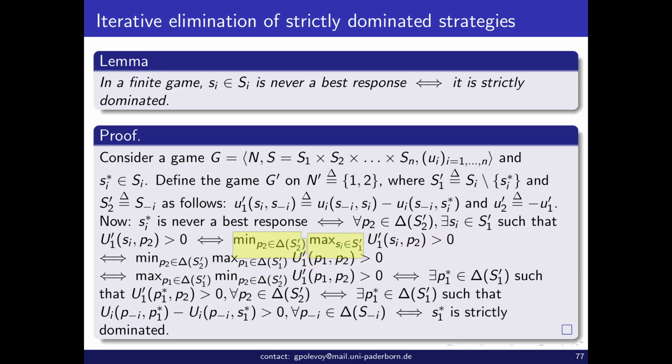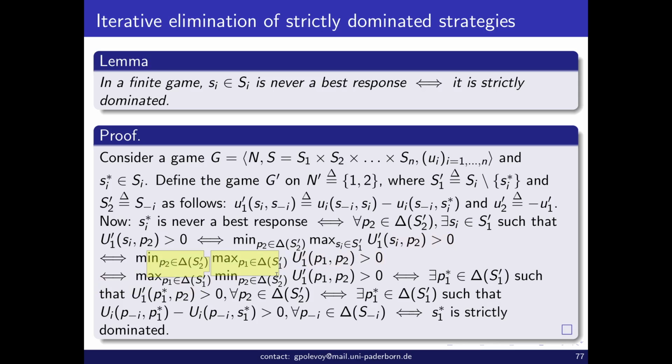And again, saying that for any P2 there is something which gives something positive is the same as saying that the minimum over all the P2 of what we can get from maximizing our Si of utility U1' is positive. Good. That's simply another way to write it.